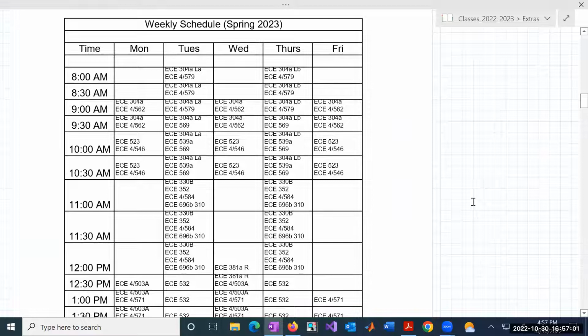As you're planning your spring semester, obviously you won't be able to take every one of those technical elective courses. And this weekly schedule helps illustrate how certain classes actually conflict schedule-wise. So here you can see that you would not be able to take ECE 304A, the follow-on or second semester electronics course, if you were also wanting to take the computer architecture class 462, 562. Those are both offered from 9 to 9:50 on Monday, Wednesday, Friday.